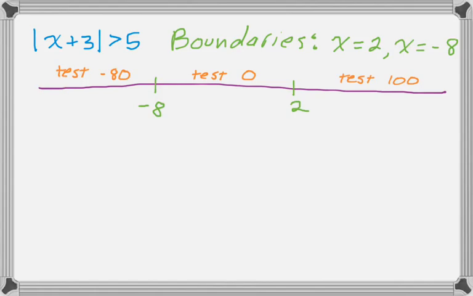That would create extra regions, plus then you wouldn't be using 0. And 0 is the best number to use if you can. And then 100 is just really big. So by test, what I mean is I'm going to take these values and plug them into the absolute value of x plus 3 and see what happens.